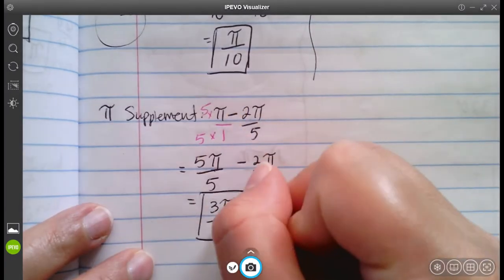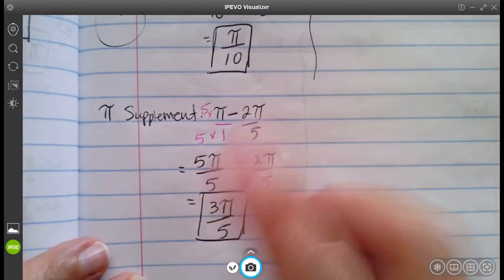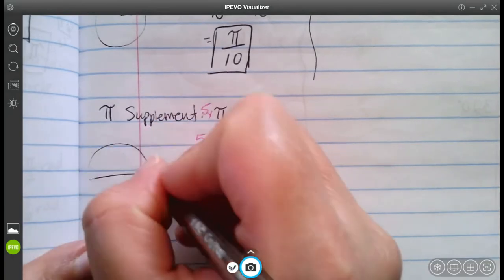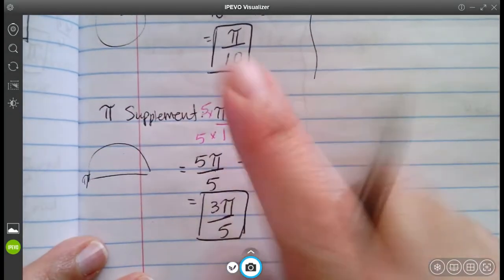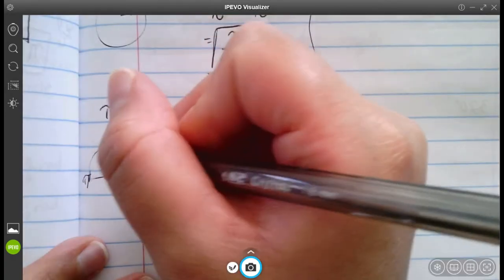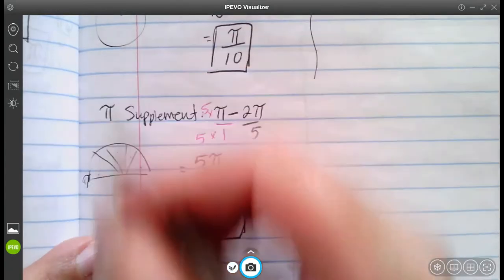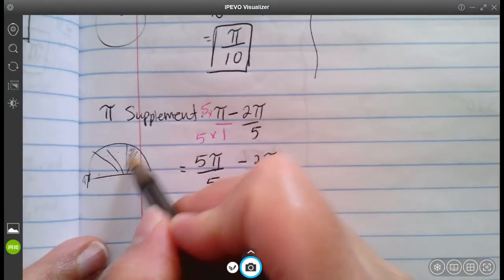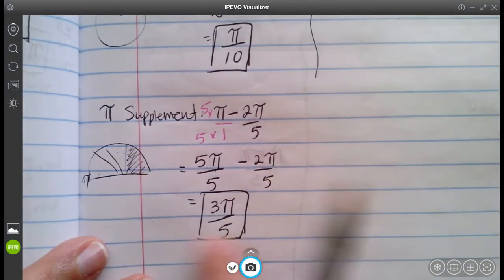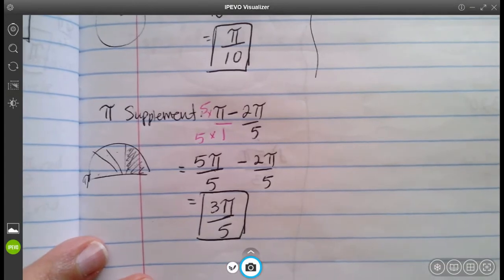And this one should make a little bit more sense because if you think about it, 2 pi fifths, it's like saying, here's half the circle. This is 1 pi, right? If you have two slices out of here, so 1, 2, and they're in fifths, so 1, 2, 3, 4, 5. Okay, there's 5 pieces, right? That's what this means. There's 5 pieces. And if we have 2 of them, well, we need 3 more to make the 180. So 3 pi fifths. So that's another way to think about it.